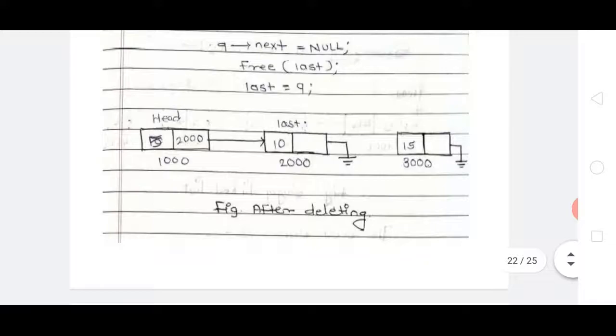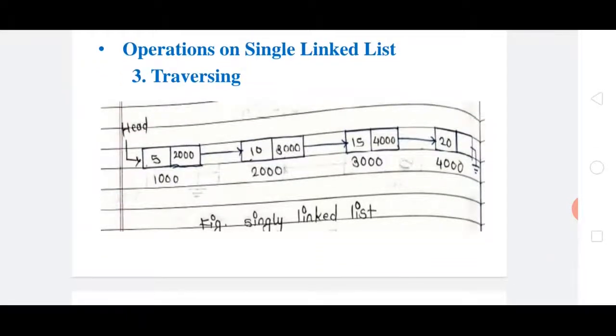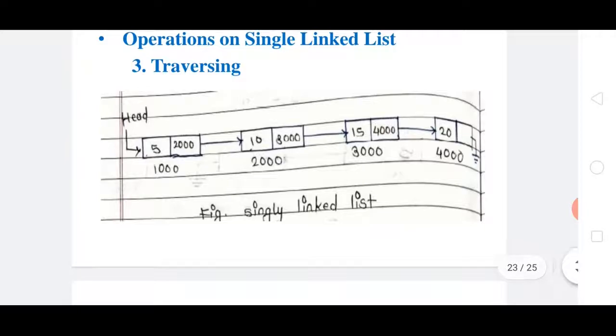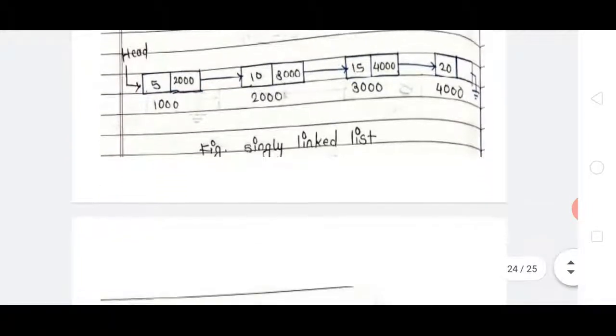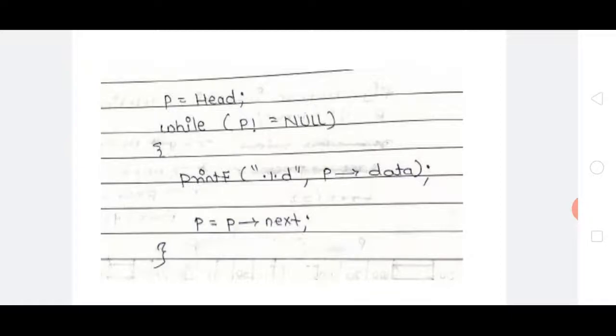Now see in the figure, after deleting the last node in the list. The last point is traversing. Traversing means displaying all the elements in the linked list. Now see in the figure, which contains 4 nodes. The first node contains the element 5, second contains element 10, third contains element 15, and fourth contains element 20. If you want to display all the elements in the list, then the output will be 5, 10, 15 and 20. For this, we have to perform these 4 statements.